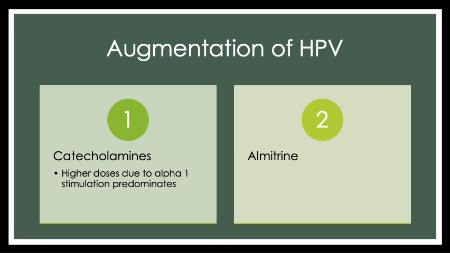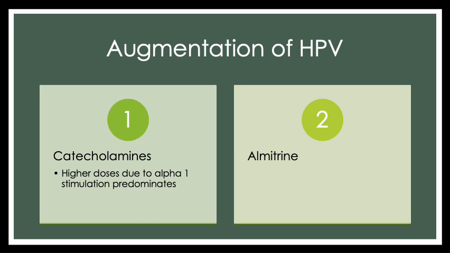What factors are going to augment hypoxic pulmonary vasoconstriction? First, catecholamines, and this is due to higher doses because of alpha-1 stimulation. Pulmonary vessels contain alpha-1 and beta-2 adrenoreceptors and dopaminergic receptors, and animal studies of adrenaline, dopamine, dobutamine, and isoproterenol show that these drugs attenuate hypoxic pulmonary vasoconstriction. However, some of these studies also found that at high doses, these drugs cause pulmonary vasoconstriction in normal oxygen lung regions. For these nonspecific catecholamines, this is in keeping with the presence of opposing receptors on pulmonary vessels.